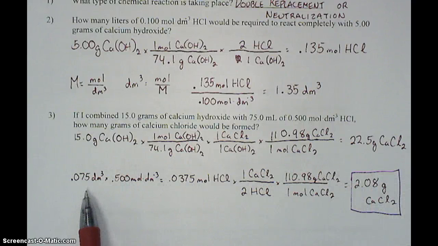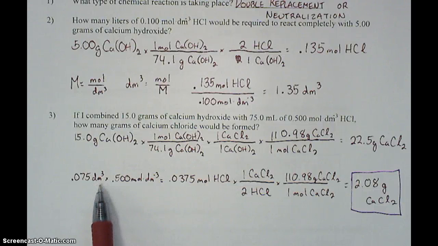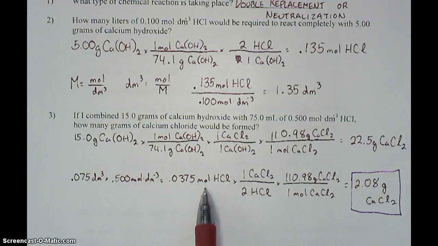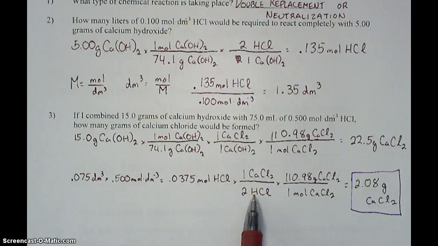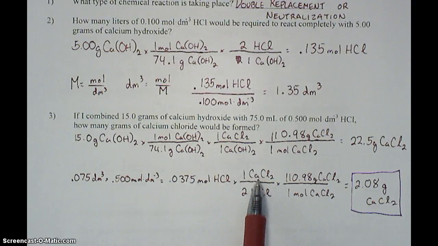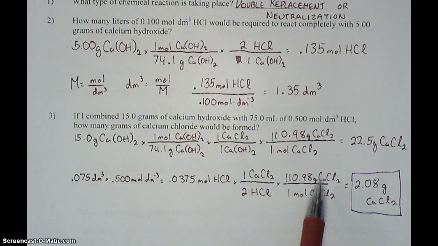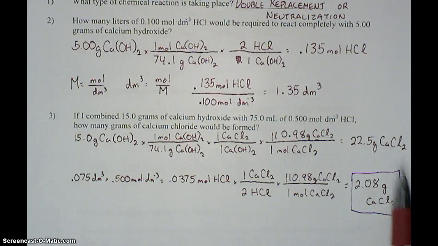Then I take my 75 milliliters, or 0.075 cubic decimeters, times my concentration of HCl to figure out how many moles of HCl that would be. And then for every 2 moles of HCl, I'll produce 1 mole of calcium chloride. That's according to our balanced reaction. And then I convert that to grams. And that tells me that I will produce 2.08 grams of calcium chloride, a much smaller amount than this one.